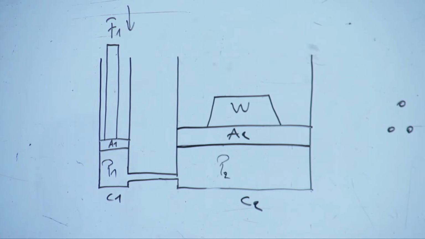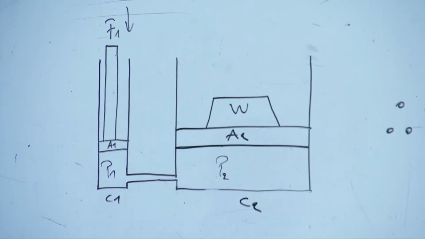According to Pascal's law, when a force is applied on a liquid in a container, the pressure is transmitted in all directions, having the same value. Since the two cylinders are connected with a pipe, we have the same pressure in both cylinders. So P1 is equal to P2. This is Pascal's law, you know it from primary school.